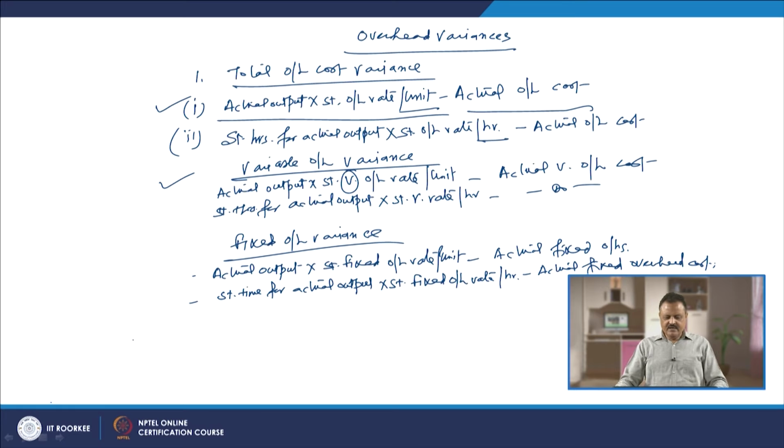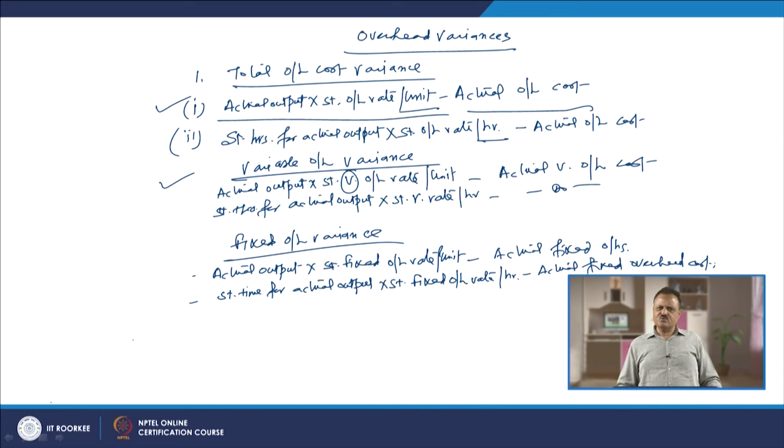I already told you that the further dissection of the variable overhead variance is in two parts, variable overhead expenditure variance and variable overhead efficiency variance, and the further dissection of the fixed overhead variance is in two parts, that is the fixed overhead expenditure variance and the fixed overhead volume variance. And the volume variance further has three sub variances. First is the capacity variance, calendar variance and the efficiency variance. So, I have already told you, I will not go this much in detail.